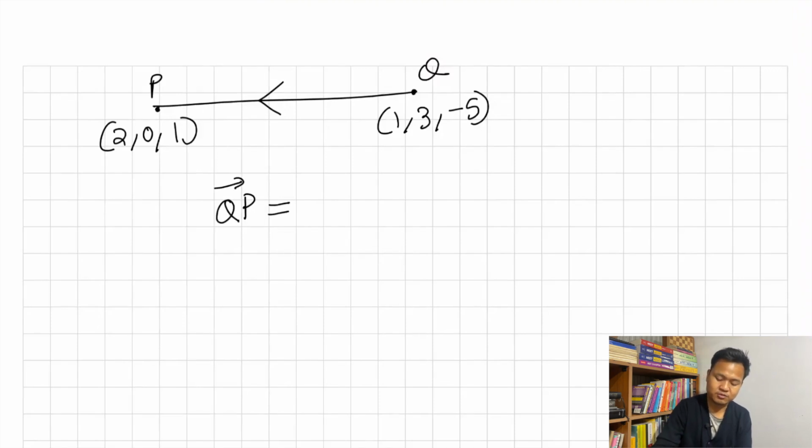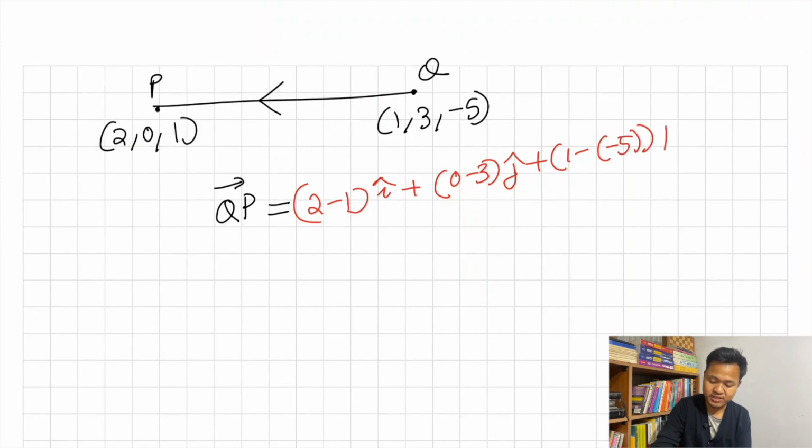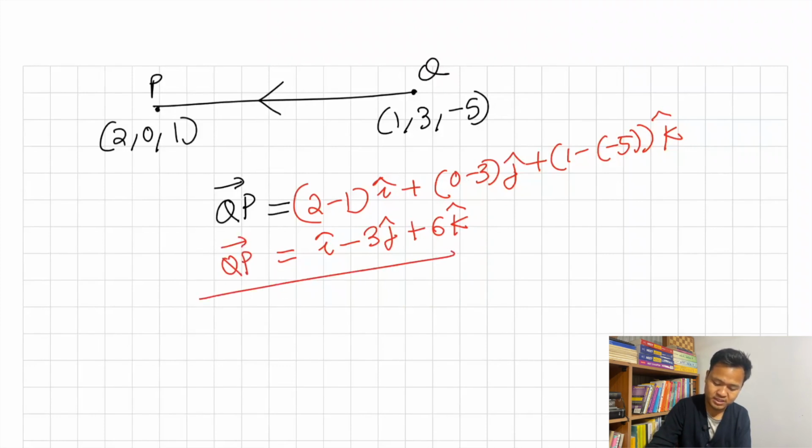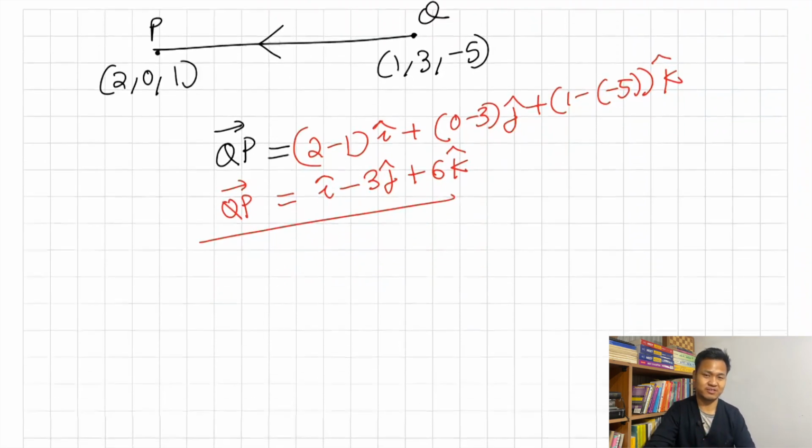This equals final minus initial. For x, going from Q to P, the final is 2 and the initial is 1. Therefore you'll have 2 minus 1 i cap plus, for y, 0 minus 3 j cap plus 1 minus of minus 5 k cap. So this is i cap minus 3 j cap plus 6 k cap. This is QP. This is how you write a displacement vector.